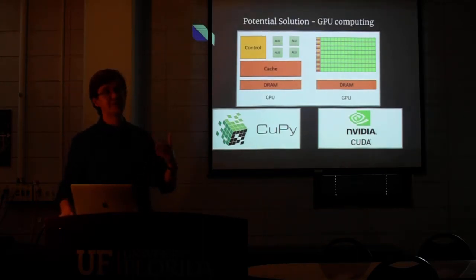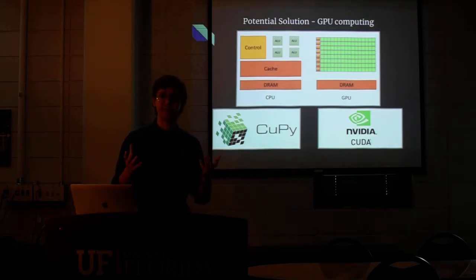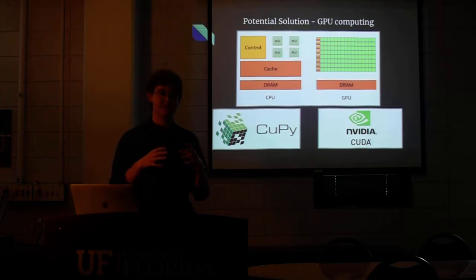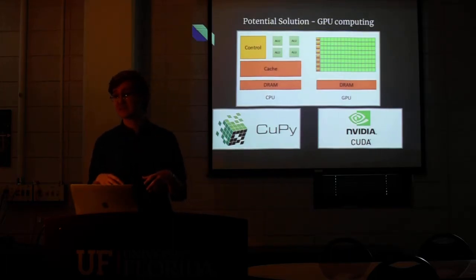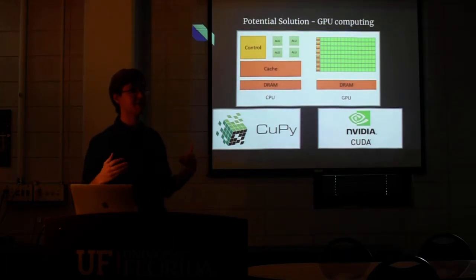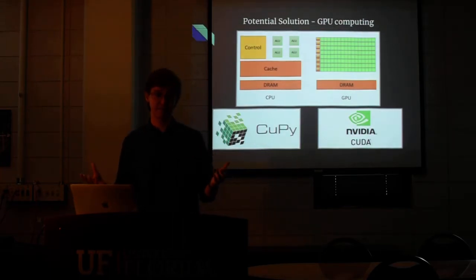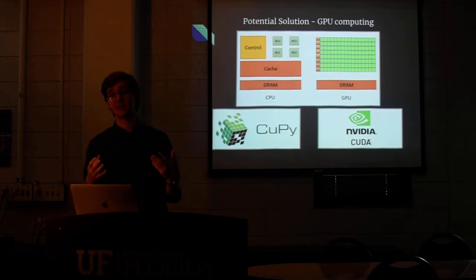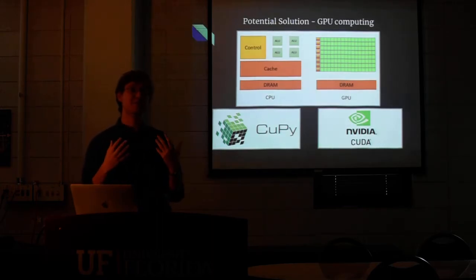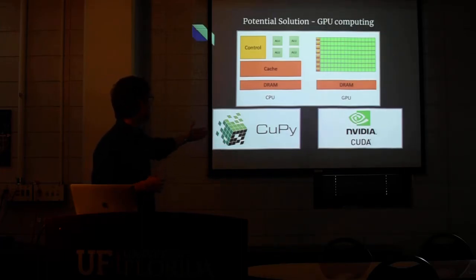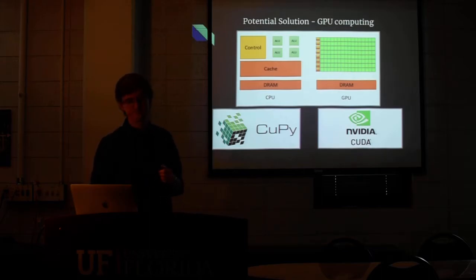GPUs differ from CPUs in that CPUs, the standard processors in your machines, are designed to do a couple of relatively simple tasks at the same time, and then move to the next step. GPUs, on the other hand, are designed to do hundreds of thousands or even millions of computations all simultaneously. And so the hope is that we can use this higher computation throughput to speed up the execution time of our correlation functions. So in that vein, I'm using CuPy, a Python package, and NVIDIA's CUDA software.